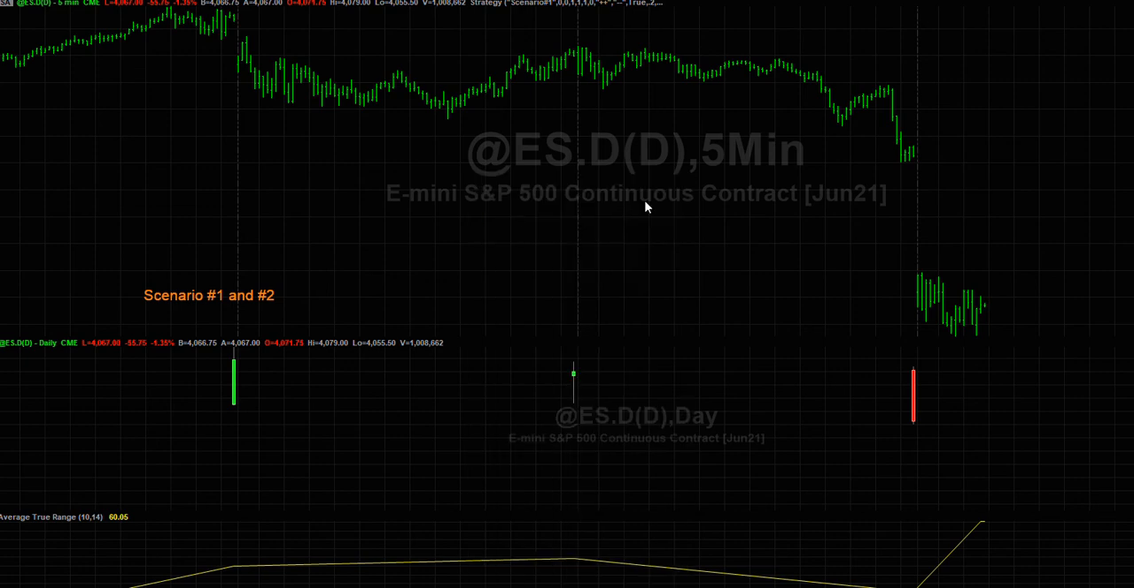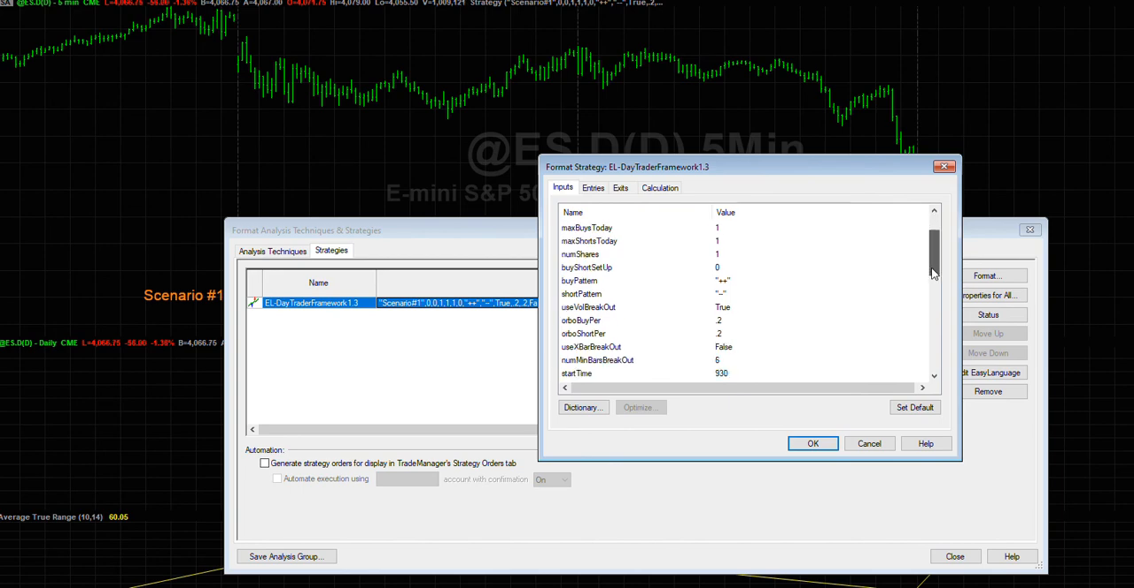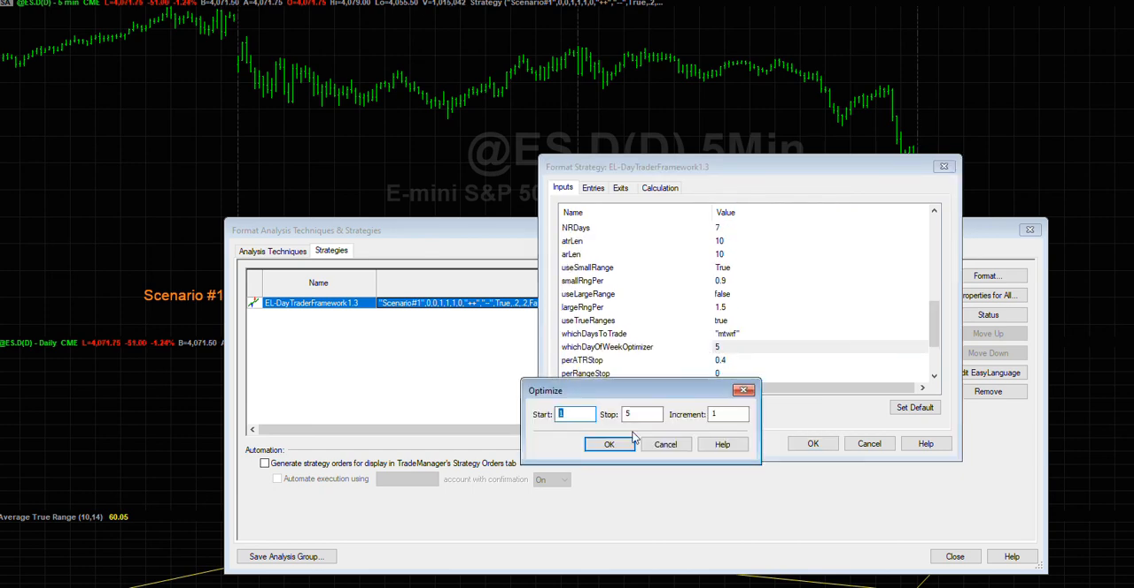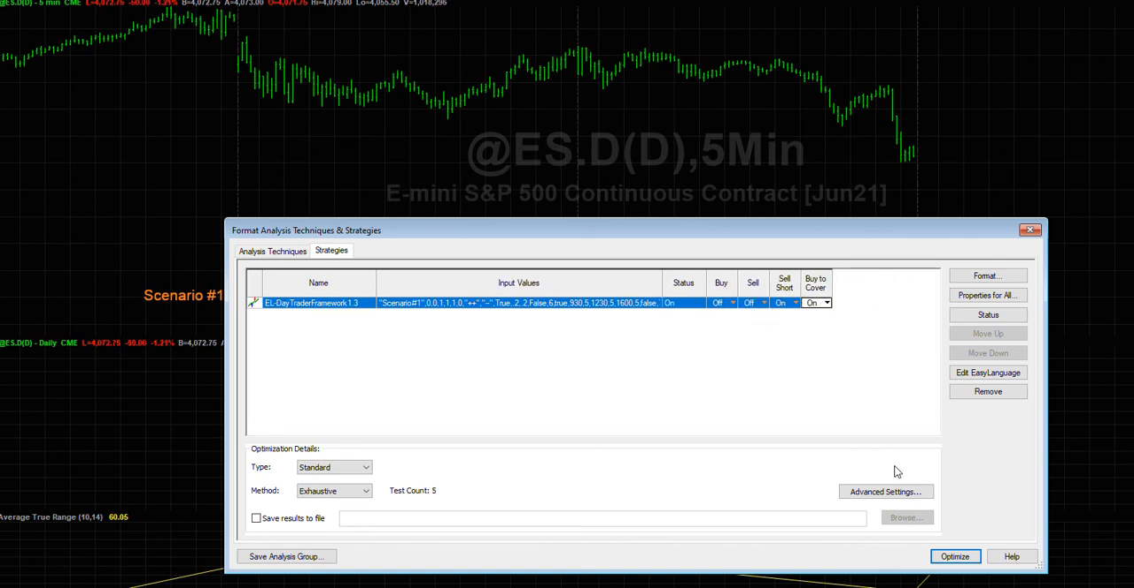Format strategies. I want to do the same optimization, so let's make sure we set that back up. And of course, we're still following the plus, plus, minus, minus rule. You could actually put plus, plus, plus, plus for 4 up closes. And we could also expand the time. Let's go ahead and use day of week. Let's optimize that again from 1 to 5. In this case, let's turn buy off, sell off. Let's put sell short on, and let's go ahead and turn on buy to cover. Let's squeeze that down so you can see that. Those are off, those are on. Let's optimize it.